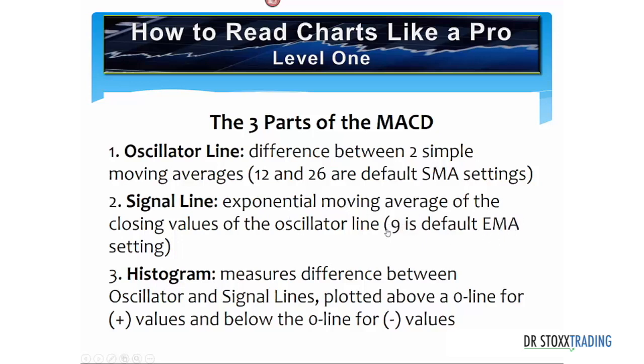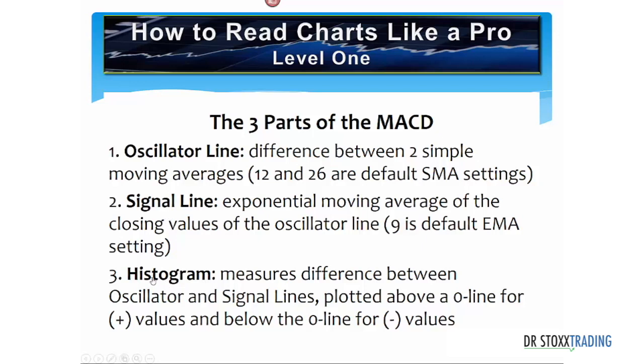Now, why 9? No idea. But again, 9 seems to work really well. So there you go. The signal line, of course, is a lot less responsive to current price action than the oscillator line. It moves more slowly. It tends to be lagging quite a bit. So the oscillator line will cross above and below the signal line, and whenever it does, you get bullish and bearish signals on the stock itself. Very easily done, 100% objective signals.